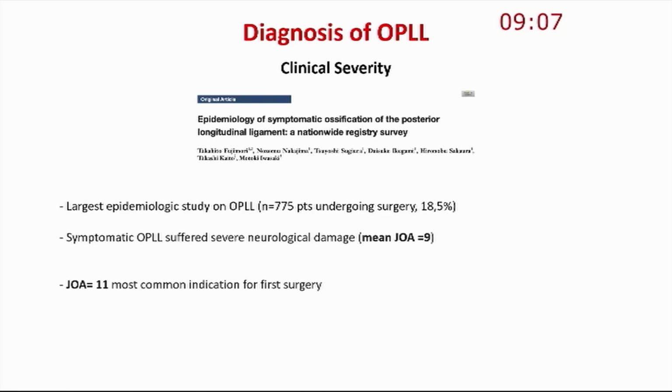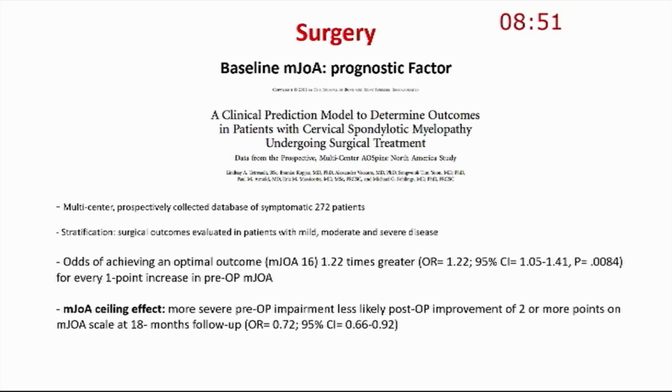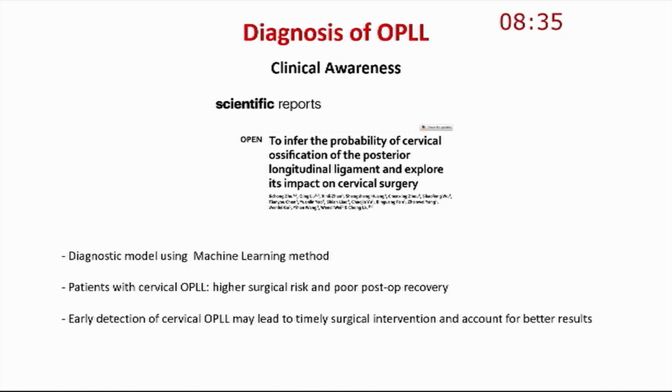In the largest epidemiological study done, of patients submitted to surgery, the symptomatic OPLL had a mean JOA of 9. This is dramatic. And a JOA of 11 was the most common indication for surgery. If you look at this prognostic factor based on baseline MJOA, you see that there is a ceiling effect. The more severe pre-op, the less likely will be the recovery after surgery. So we are diagnosing those patients too late.